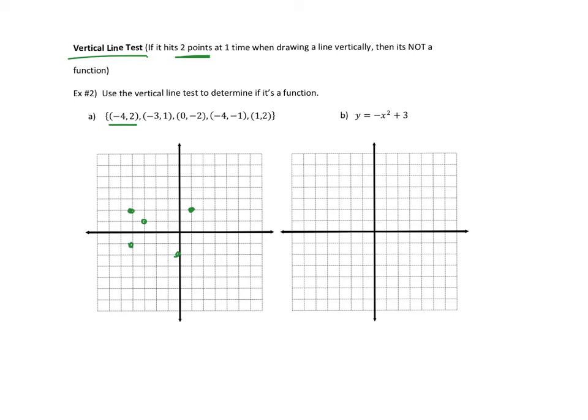Well, here's what you're looking for. If you have somewhere that you can draw a vertical line, and it's going to go through 2 points. So remember, vertical is this way, up and down, right? So if you look right here, if I draw a vertical line there, I hit 2 of my points. That can't happen. So if you hit 2 points going vertically anywhere on the graph, then that is not a function.